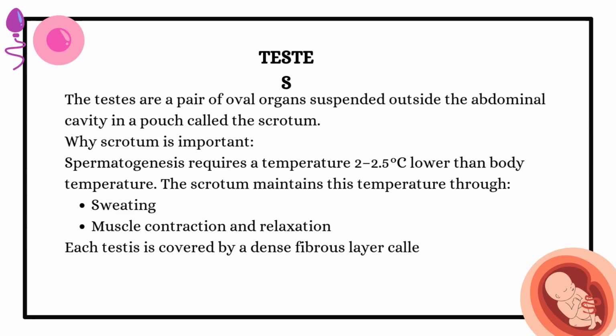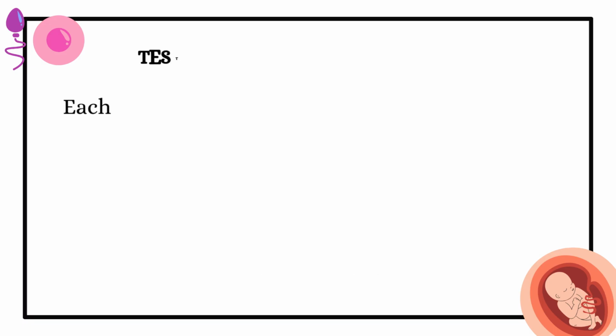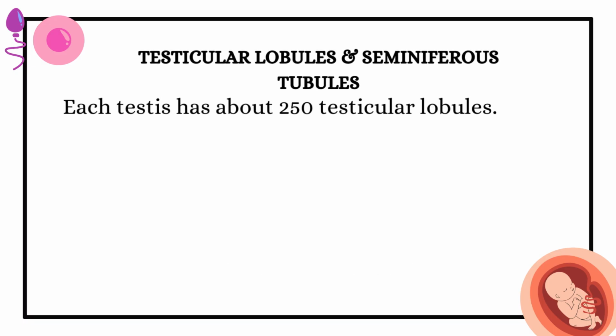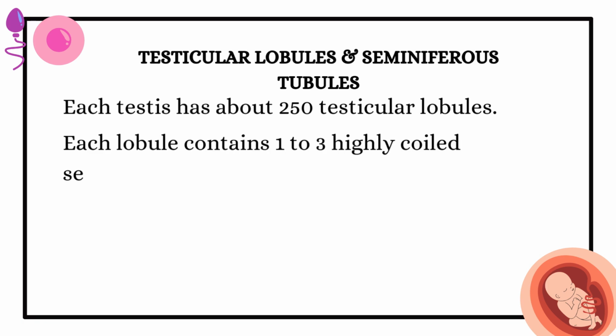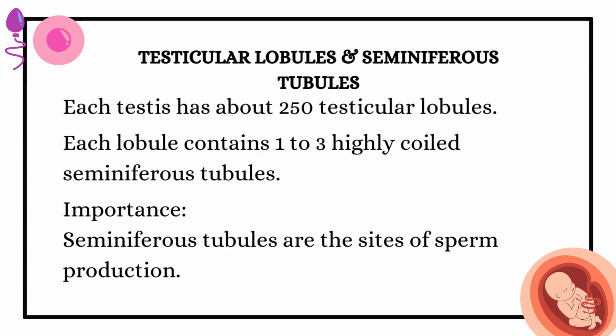Each testis is covered by a dense fibrous layer called tunica albuginea, which extends inward to divide the testes into compartments: testicular lobules and seminiferous tubules. Each testis has about 250 testicular lobules. Each lobule contains 1 to 3 highly coiled seminiferous tubules. Importance: seminiferous tubules are the site of sperm production.